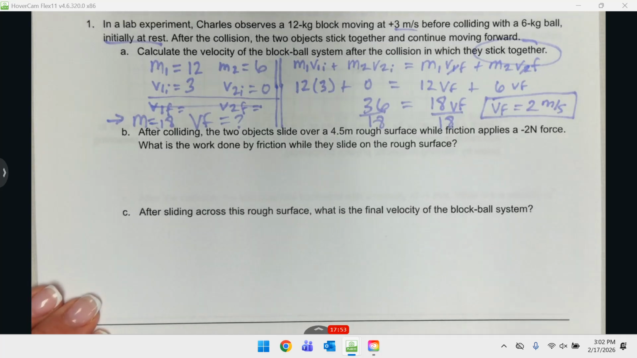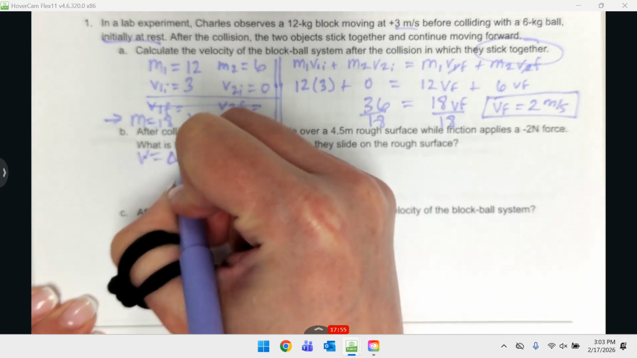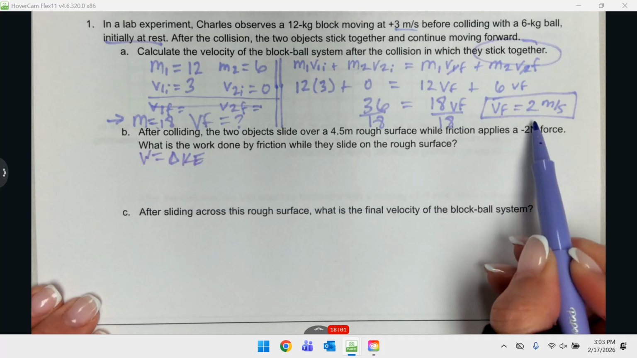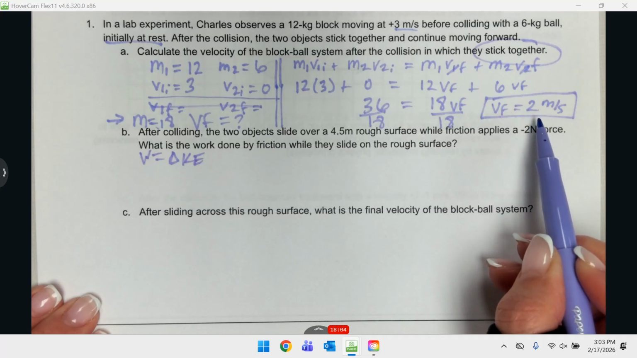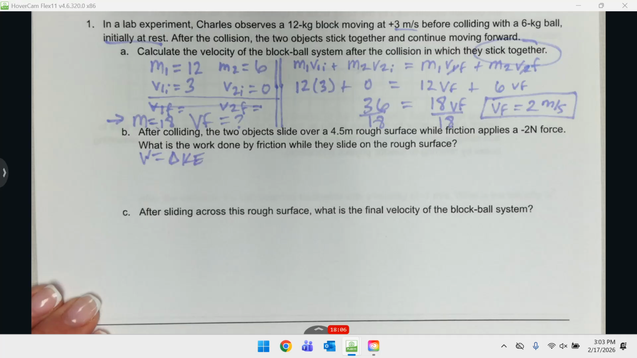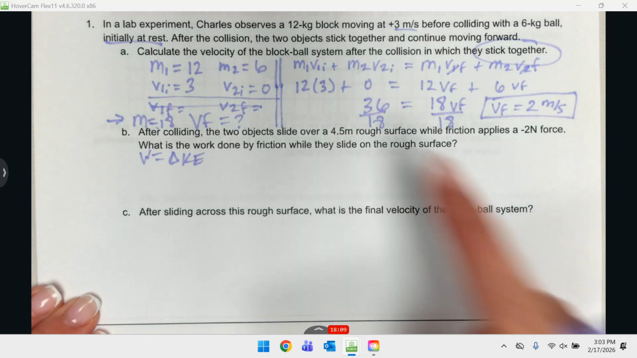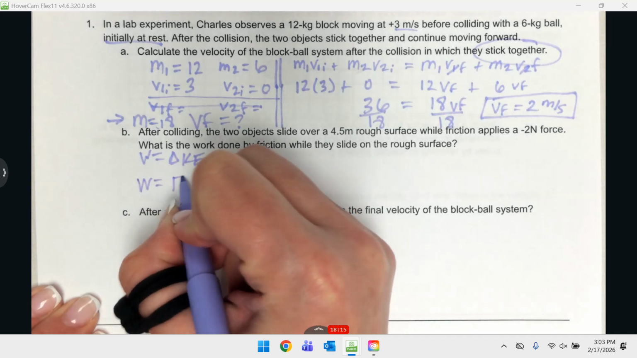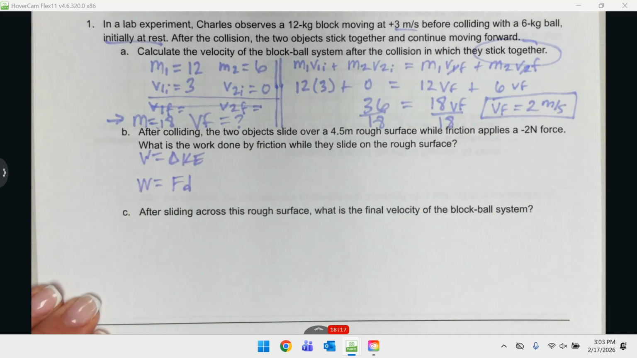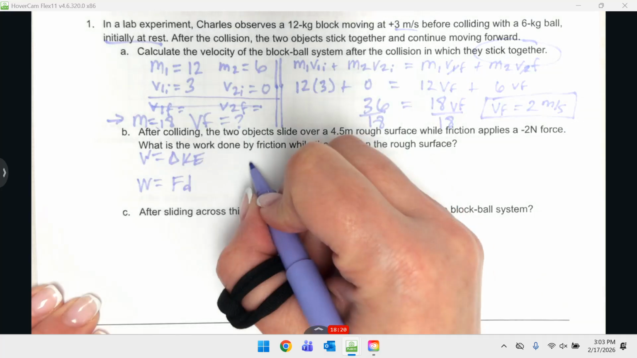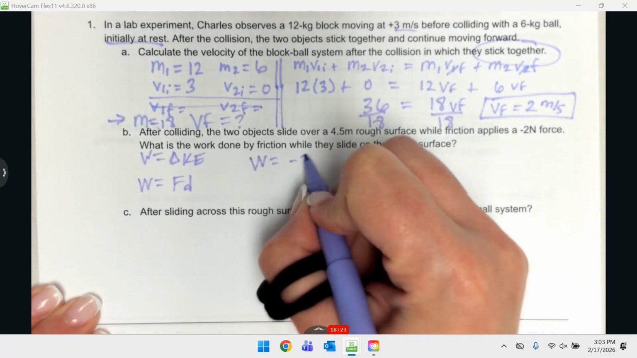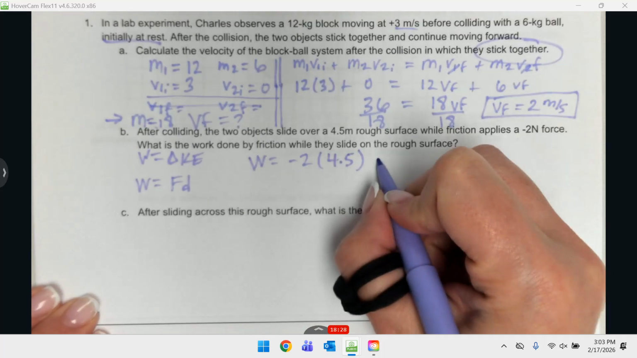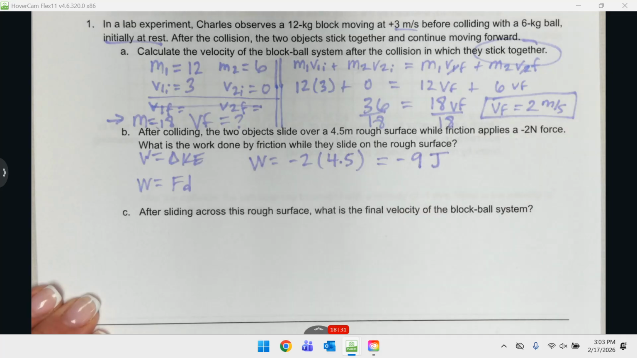Again, you can find work if you know what your change in kinetic energy is. If you know your velocity when it starts to slide, which happens to be the velocity we found at the end of the collision, 2, and you knew the velocity after it goes 4.5 meters, which we don't know, but if we did, we could use this. We don't have that, so instead, we're going to use the work equation, force times displacement. The work will be equal to the force, which is -2, times the displacement, which is 4.5, and both of those numbers are in the question. That gives us a work of -9 joules.